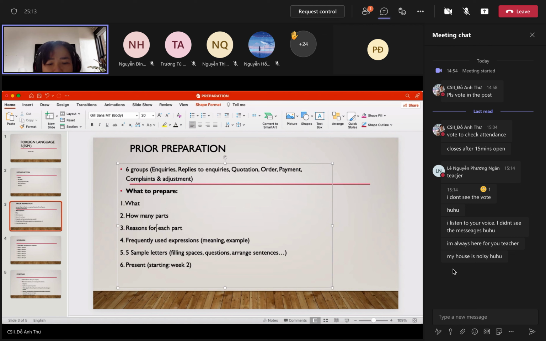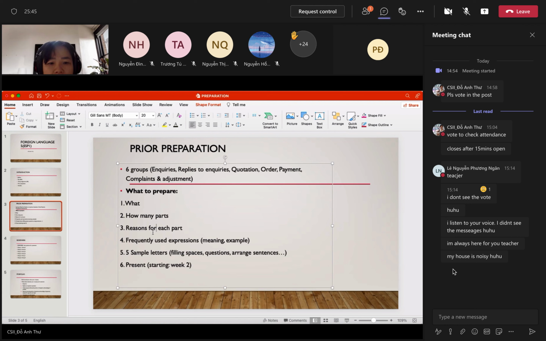Next, the reasons for each part. That means why we need to write that part. For example, the opening. What information is in the opening? You might include some basic information about how you got the information. What for? To help the recipient trust your organization, so as to reply very quickly.